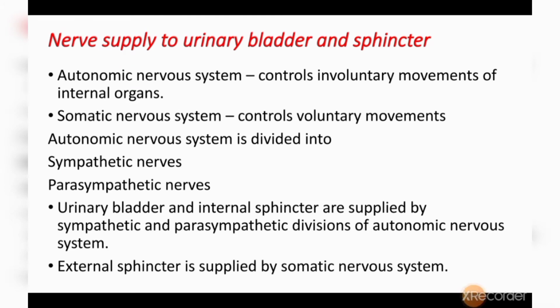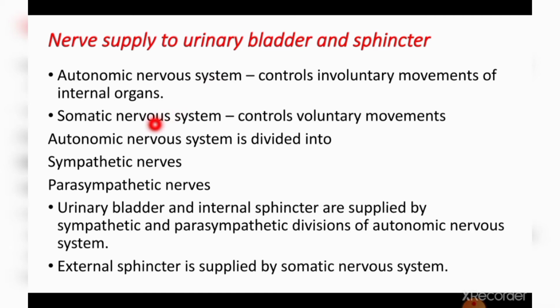Nerve supply of the urinary bladder and sphincter. Before the nerve supply, you need to know the basics of the nervous system. There are two types of nervous system, the autonomic nervous system and the somatic nervous system. The autonomic nervous system controls all the involuntary movements of the internal organs, like the heartbeat and the movement of the intestine. That is, the autonomic nervous system is not under our control. It is an involuntary system.